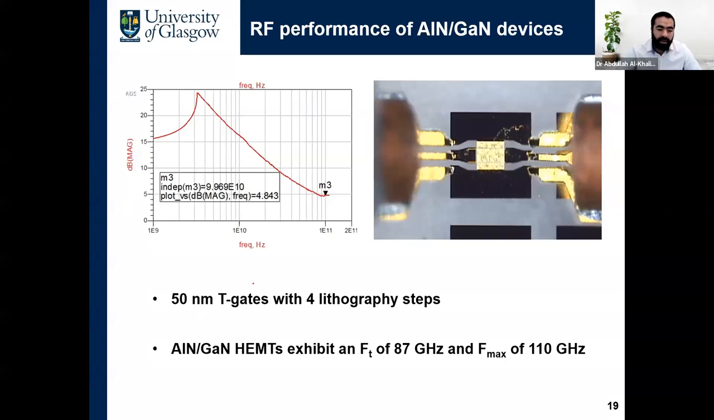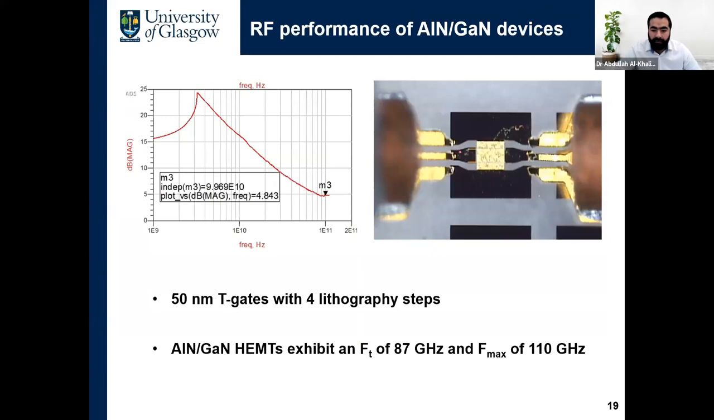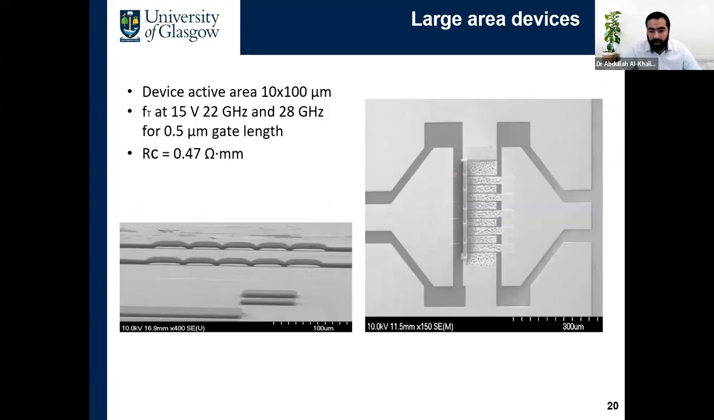So this shows the superior performance of aluminum nitride barriers on gallium nitride channels. So in this layout, we have 2 fingers. Then if we want to go to multi-finger, here we use 10 fingers. This is just to increase the actual current in the device. Here we use lots of air bridges to connect the sources together, and you can see a lateral or side view of the air bridges in this picture.